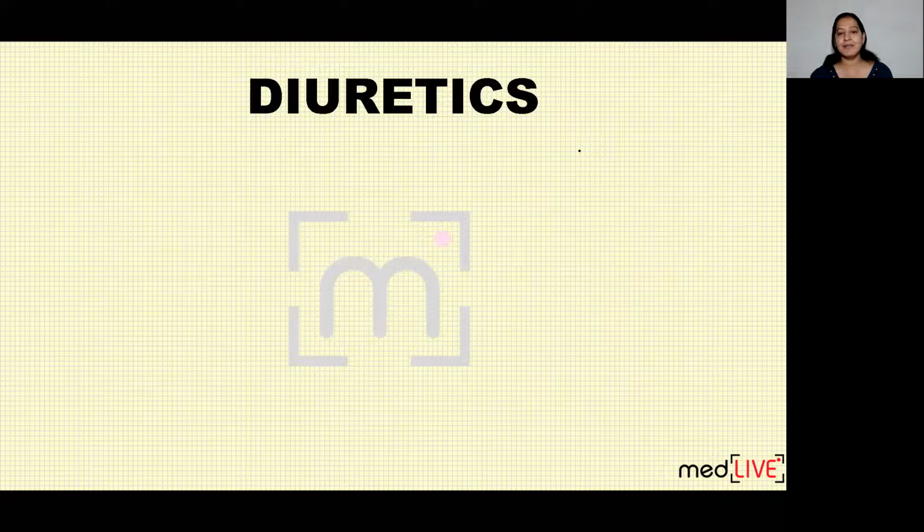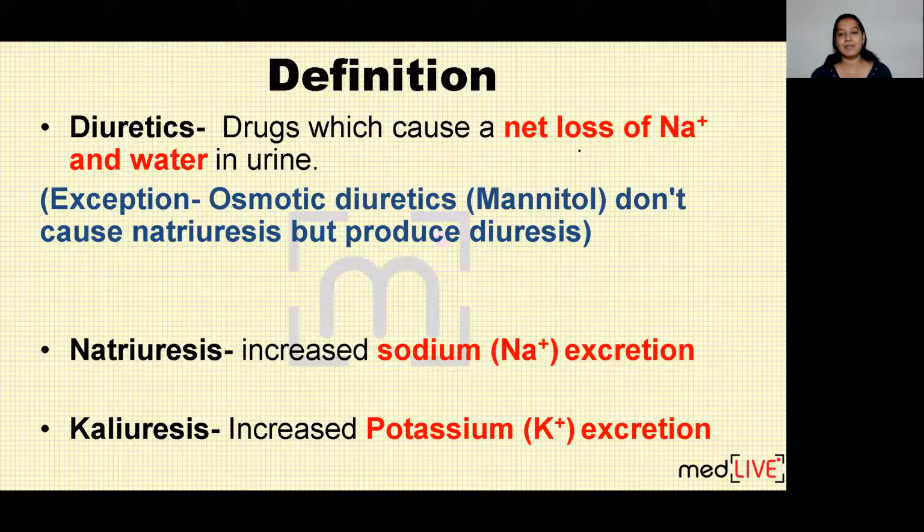If you got this basic, then coming on the topic, that is diuretics. Now, what are diuretics? What is the definition of diuretics? Most of the students have a misconception, that is, diuretics are the drugs which cause elimination of water from the body in the form of urine. But it is the elimination of sodium as well as water, not only water, sodium as well as water.